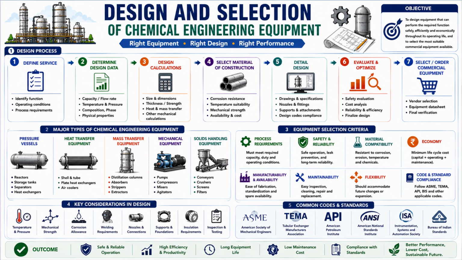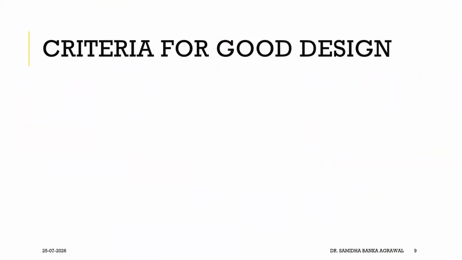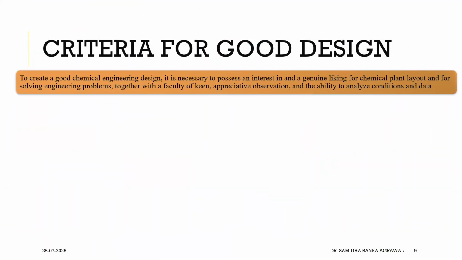Okay, finally, let us discuss the characteristics of a good chemical engineering design. We have already discussed all the points, so I'm going to go very quickly on this. You can even pause and read if you want. A good chemical engineering design should satisfy both engineering and business objectives. It should ensure safe operation, product quality, efficient utilization of raw materials, minimum energy consumption, low maintenance requirements, and environmental compliance. The design should also be simple to operate, easy to maintain, flexible for future expansion, and economically profitable.